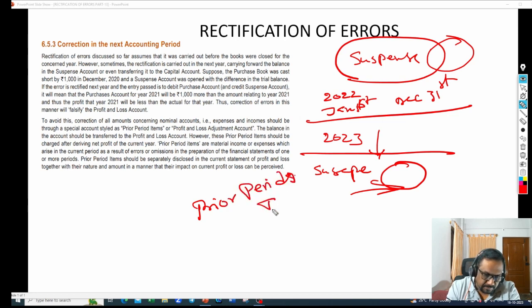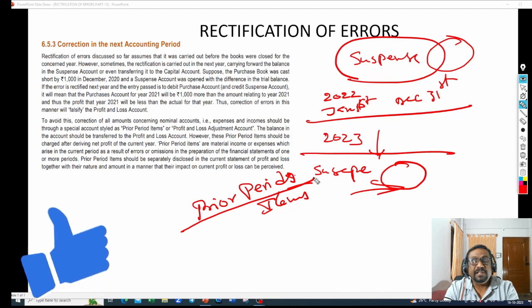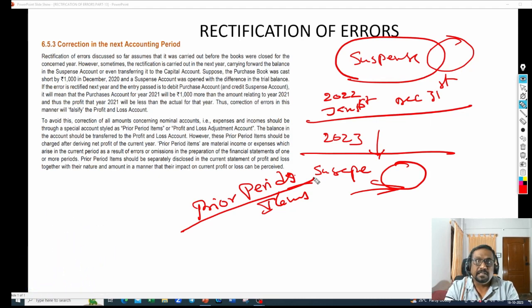Period items. Why are we calling them prior period items? They are pertaining to the previous year. They have not been identified in the previous year. They have been carried forward to next year. In the current year, when I say next year, 2023, the suspense account balance is there.